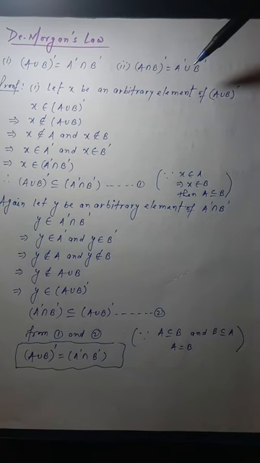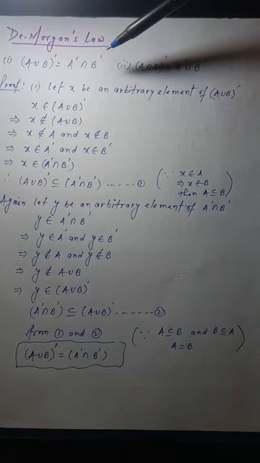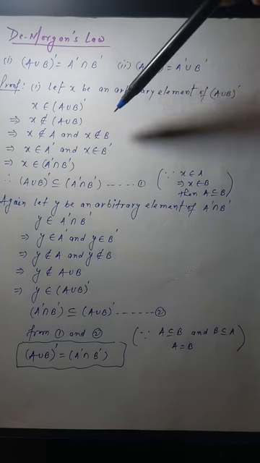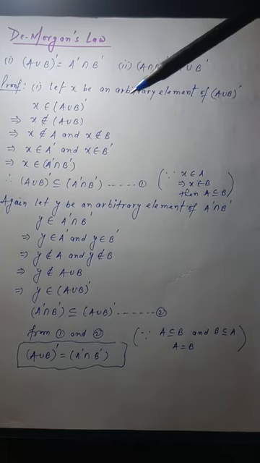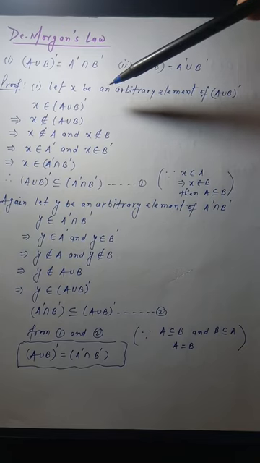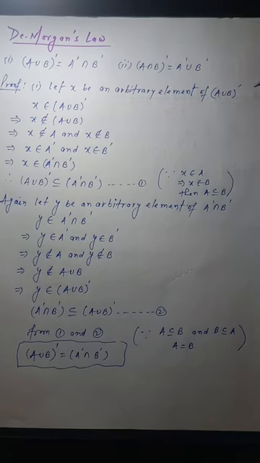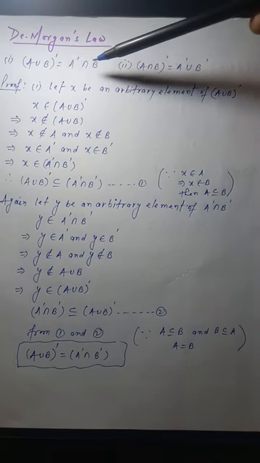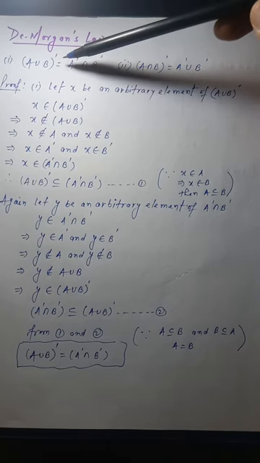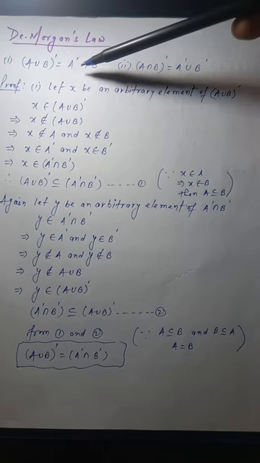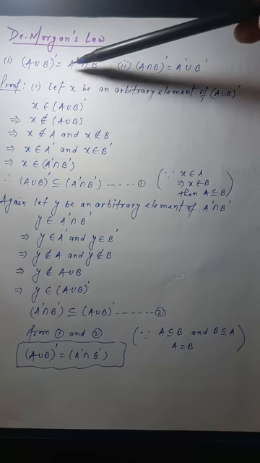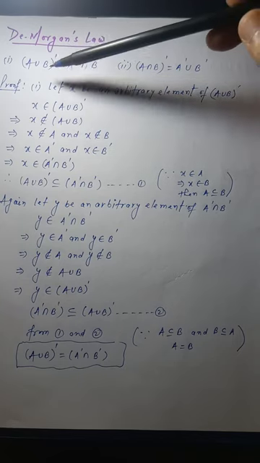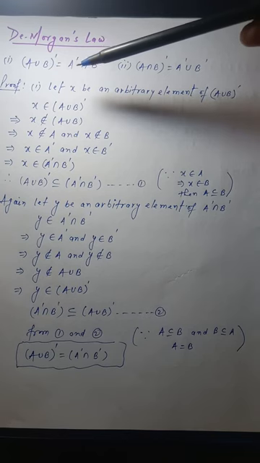Now just see how we will prove this law. Actually, there are two ways of proving. One is by using Venn diagram, and the other is the analytical method, or theorems based. Let x be an arbitrary element of (A union B)', right? Because here we have to prove (A union B)' is equal to A' intersection B'. When we have to prove that two sets are equal, we have to prove that the first one is a subset of the second and the second is a subset of the first. In that case, both sets will be equal. So I am using the same concept here.